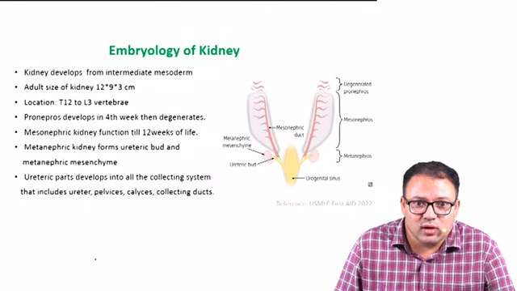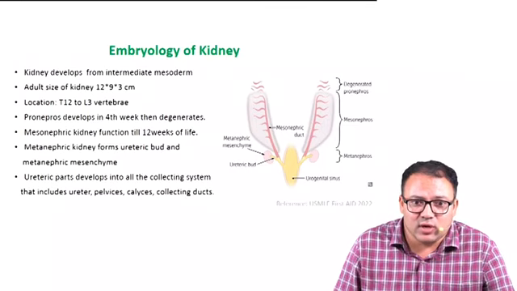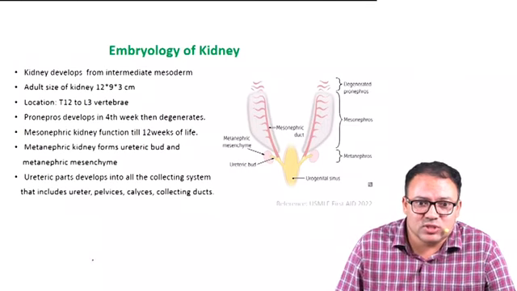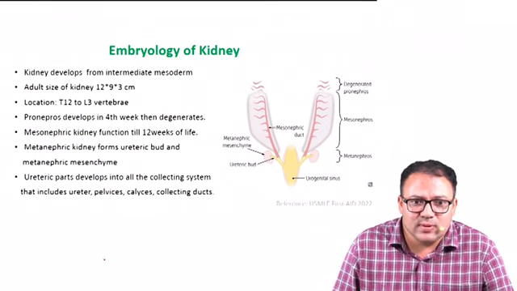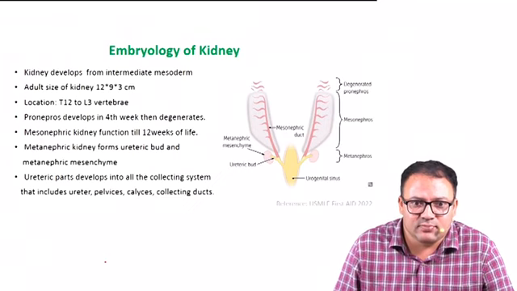As you know, the adult size of the human kidney is 12 into 6 into 3 centimeters. The location as per the vertebral level is T12 to L3 vertebra. And you should know the basic concept of the pronephros, mesonephros and metanephric kidney.